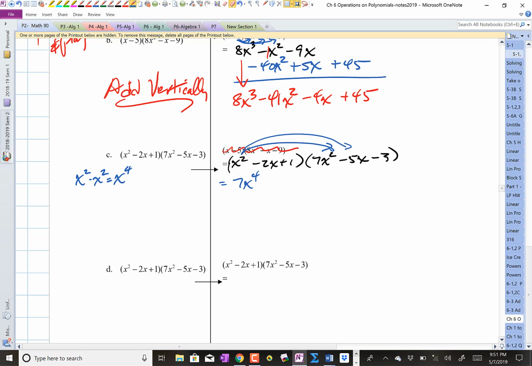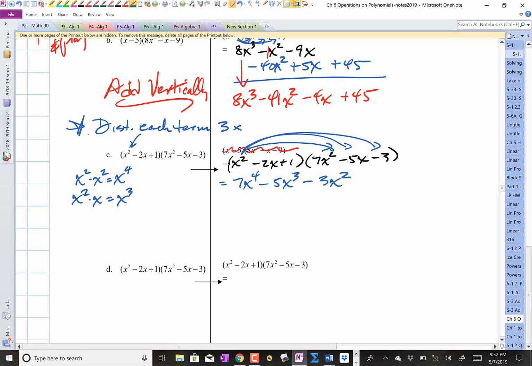Then I multiply this x squared times the second term. And there's a minus sign here, so x squared times minus 5x is a minus 5x cubed. Because x squared times x is x cubed. And then x squared times a minus 3 is just a minus 3x squared. So I distribute each term 3 times. I'm talking about this term and this term and this term. That's the key. That's why we have to multiply 9 terms total.